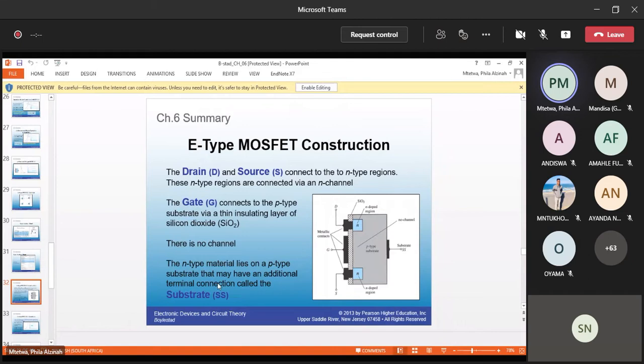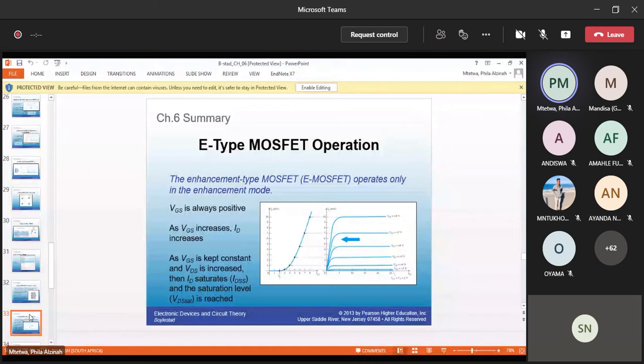So mainly, that's the main difference: a depletion type MOSFET has a pre-existing channel, whereas the enhancement mode MOSFET does not have a pre-existing channel.